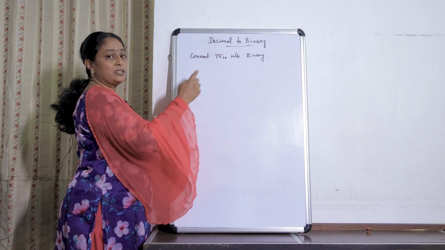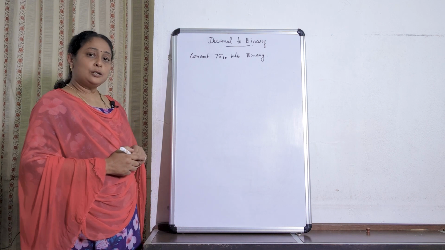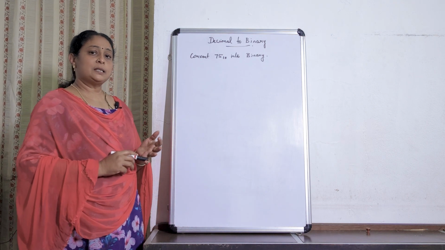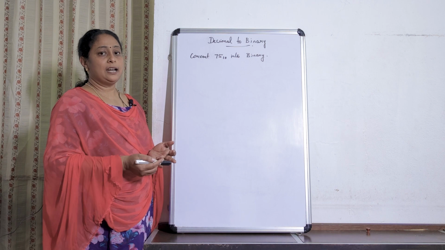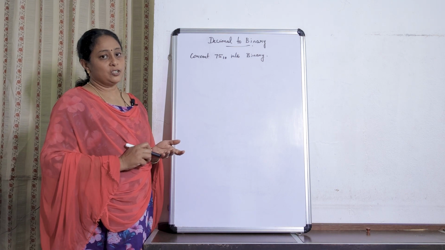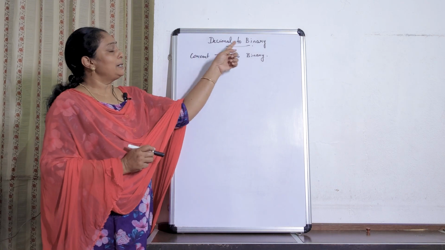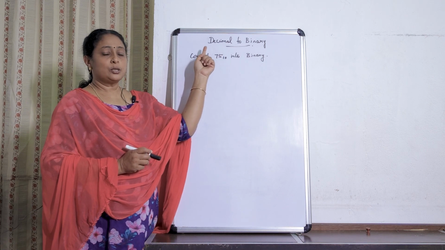Now we will see how to convert a decimal number into binary. In today's video, we are going to see how to convert a decimal number into binary. Similarly, decimal to octal and decimal to hexadecimal. These three conversions we are going to see. And here, decimal to binary. Decimal comes first, so it is division.